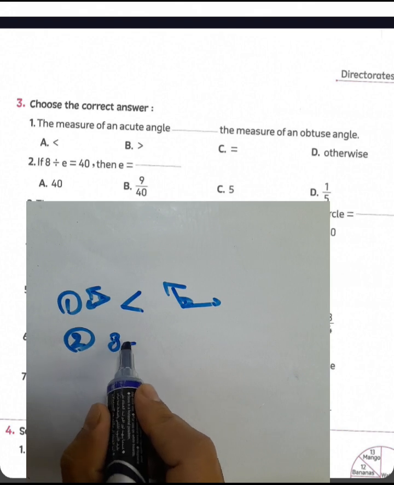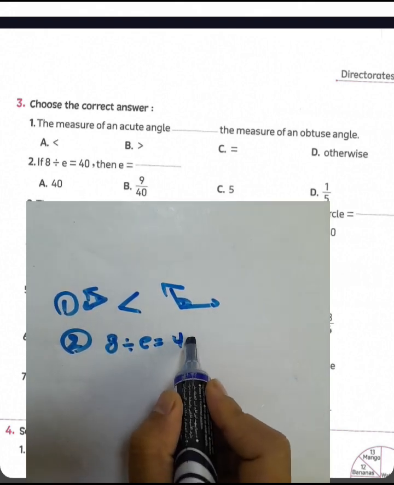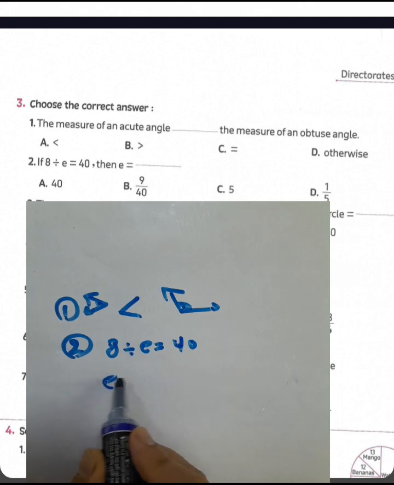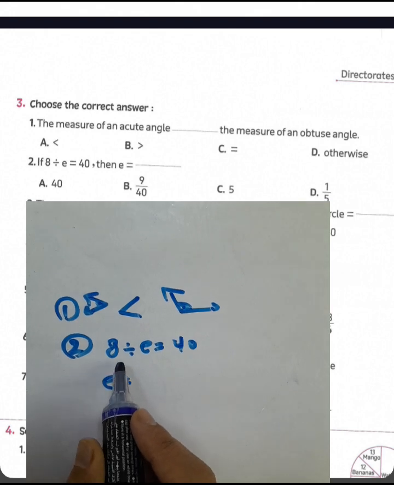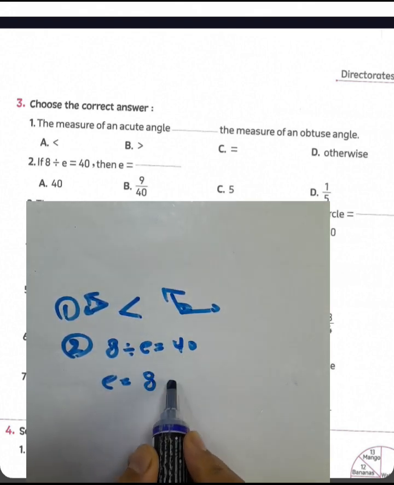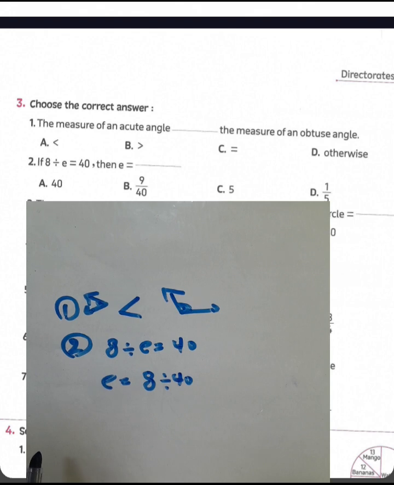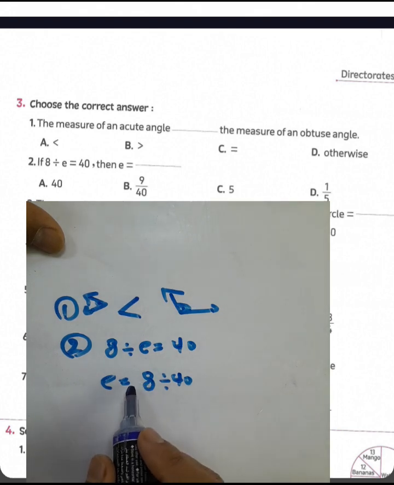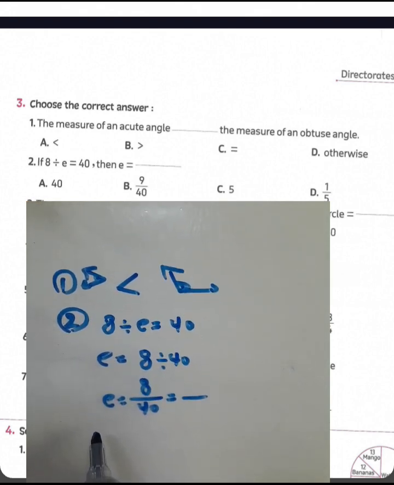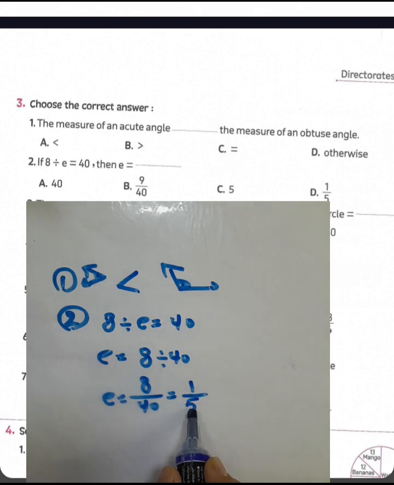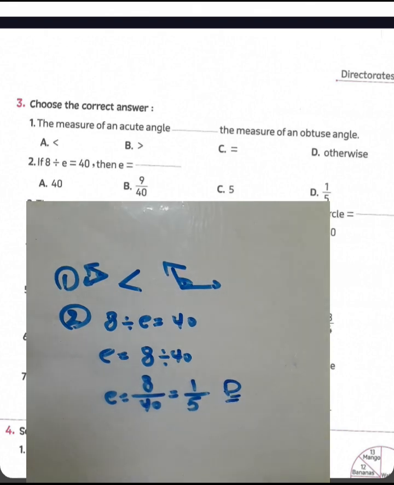8 divided by e equals 40. The value of e here, what do we call it? The divisor. To find the divisor, you must write 8 divided by 40. Okay, 8 divided by 40. Understood? You can write 8 over 40 and simplify it by dividing numerator and denominator by 8. 8 divided by 8 equals 1 and 40 divided by 8 equals 5. Then the result will be 1 over 5. Choose letter D for question number 2.